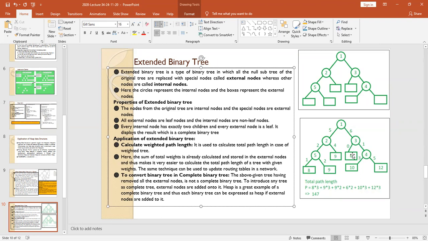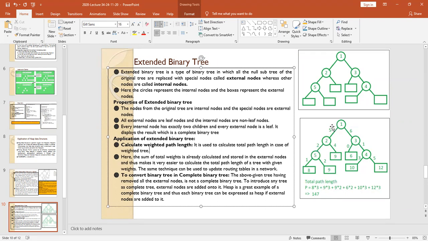So here all the boxes are empty. So from the root to this one, you can give the weight. So how do you get this value? It is 5 plus 2 plus 1, so 5 plus 2 plus 1 is 8. Similarly, how do you get this one? 5 plus 2 plus 2. So 5 plus 2 is 7, 7 plus 2 is 9.